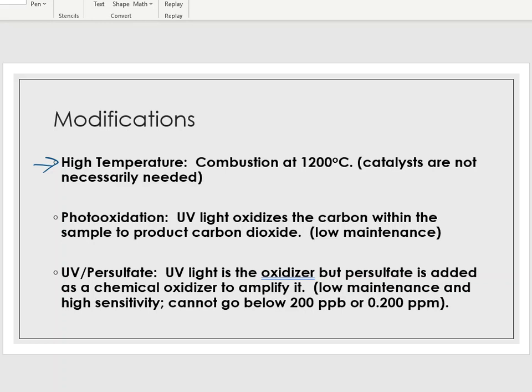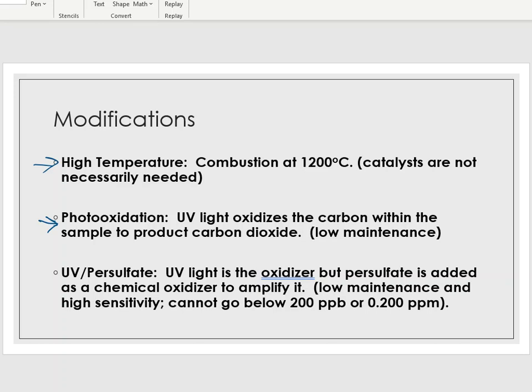Catalyst is not needed for this procedure, so those catalyst beads typically are not a requirement. There is enough heat in order to combust all of that material and send it over to carbon dioxide. So that maybe is a positive for you. If you don't want to worry about the catalyst, then this could be a catalyst-free option that's out there. Another option is called photooxidation.